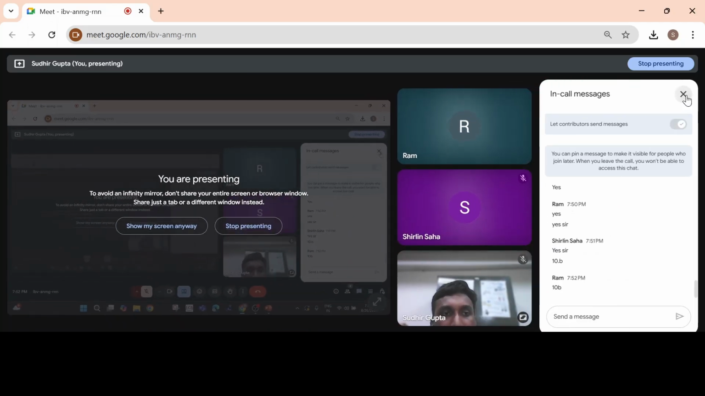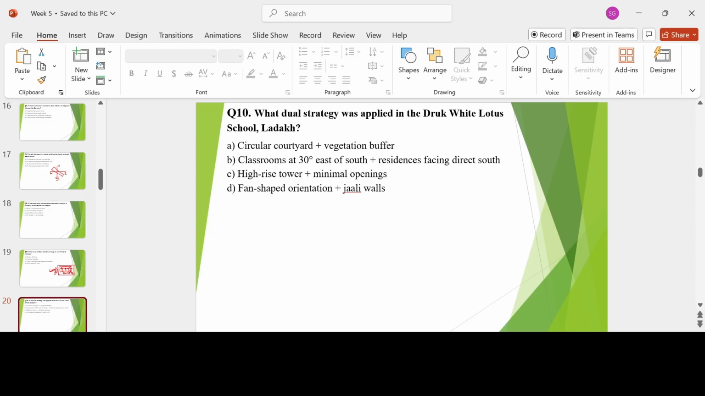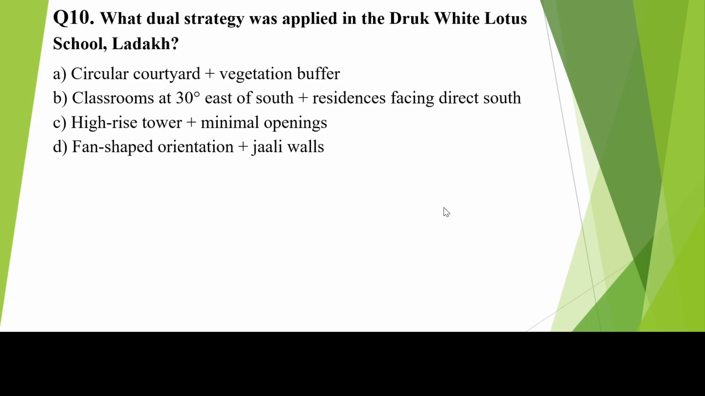Option B, as I can see, you have understood the discussion that we had on the orientation of the building. Classrooms are east of south, it was discussed that 30 degrees is mentioned for option 2, and residences are kept facing direct south. These two strategies are opted in order to capture the morning sun. People who are residing there go to the classrooms in the morning, so morning sun becomes important, and capturing it helps comfort during the teaching hours.